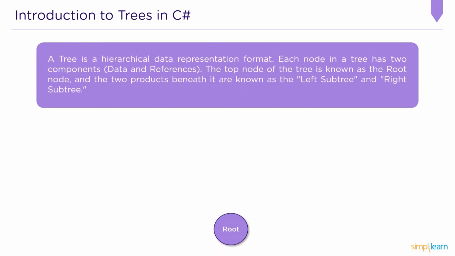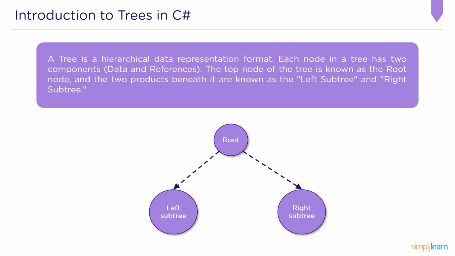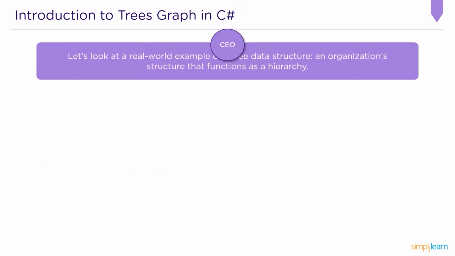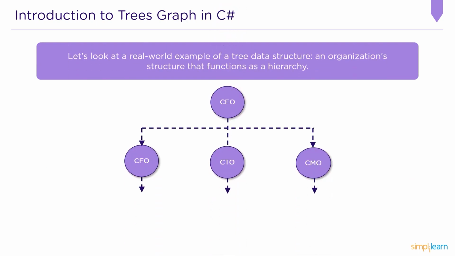The tree is a hierarchical data representation format. Each node in a tree has two components, data and references. The top node of the tree is known as the root node, and the two nodes beneath are known as the left subtree and right subtree. Also, they are called children. Let's look at a real-world example of a tree data structure.